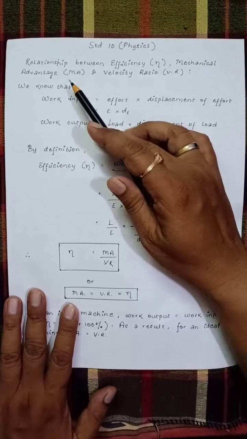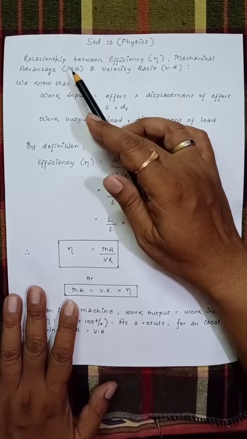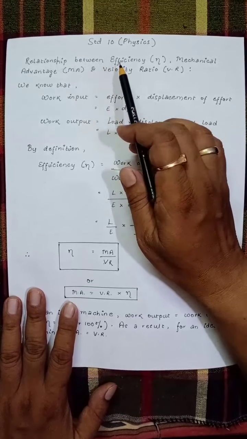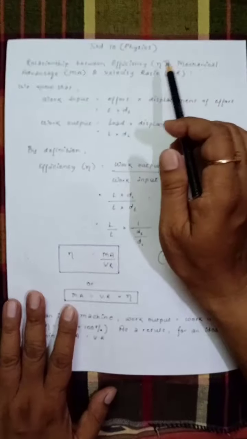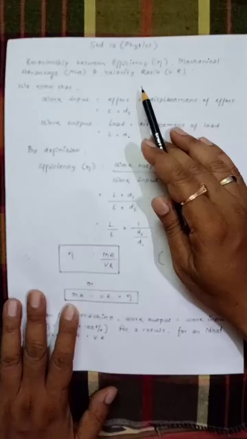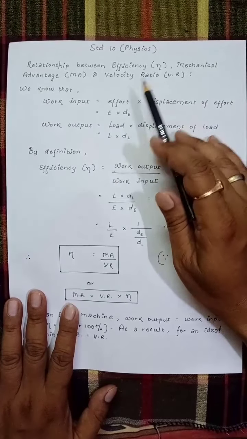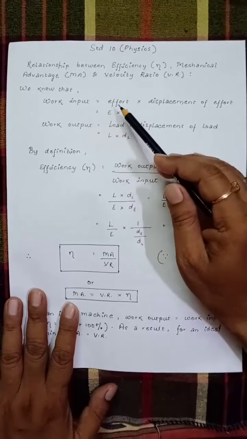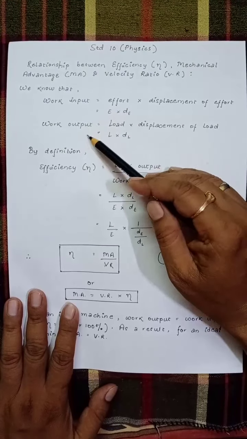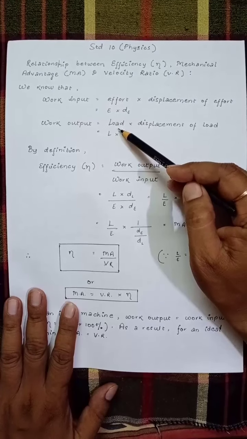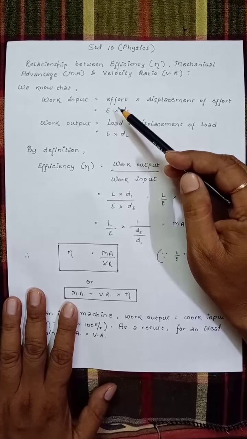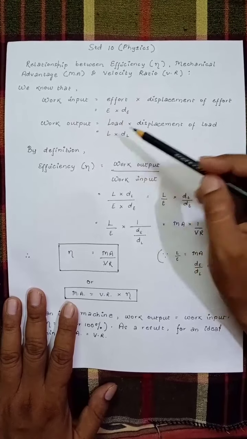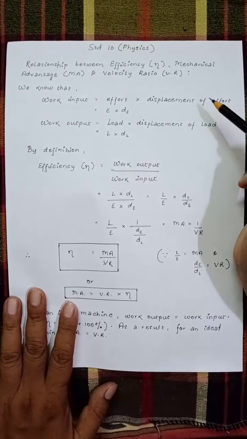Students, in this lecture we are going to discuss the relationship between efficiency, mechanical advantage and velocity ratio. We know that input work is done by the effort and output work is done by the load. And also you know that work is the product of force and displacement.